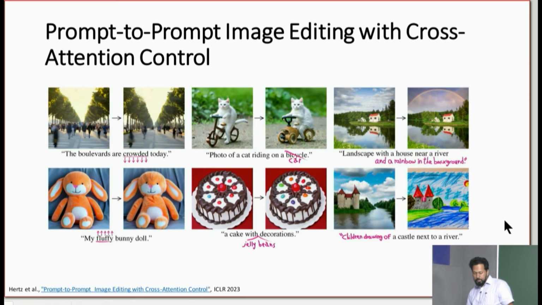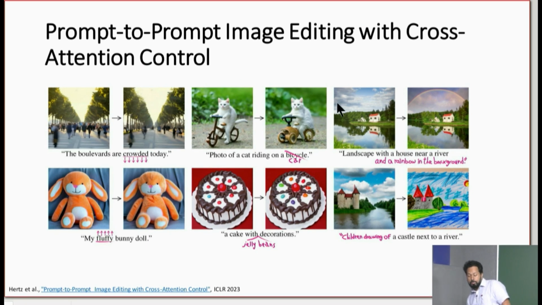Prompt to prompt image editing with cross attention control. So this is also an image editing paper from last year. So basically, given a prompt, and let's say you generated something, but then for that itself, you just want to change a little bit. So photo of a cat riding on a bicycle. Let us say you generated that, right? But then you want to remove the bicycle and change it to a car.